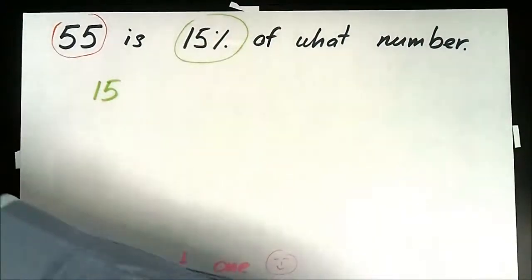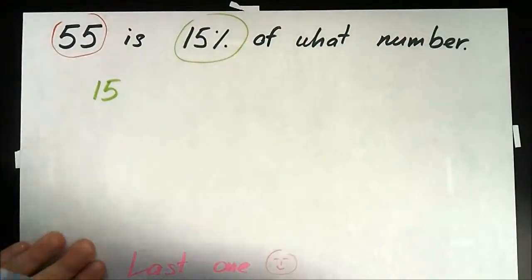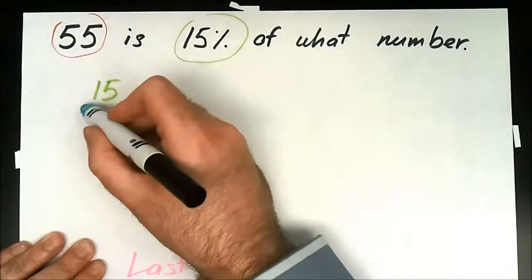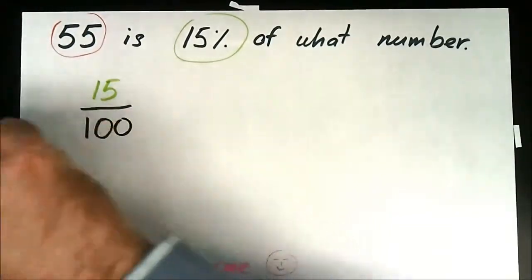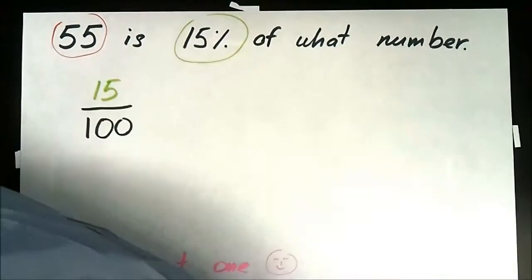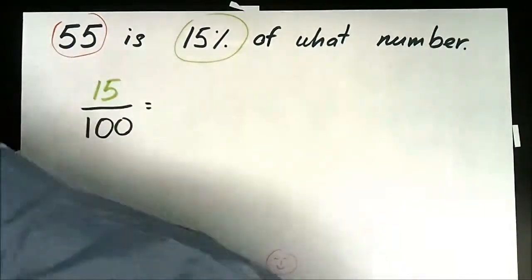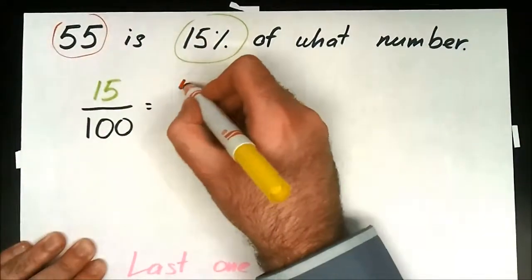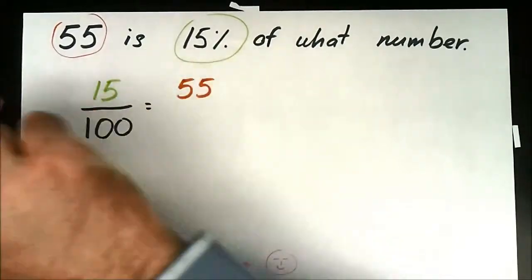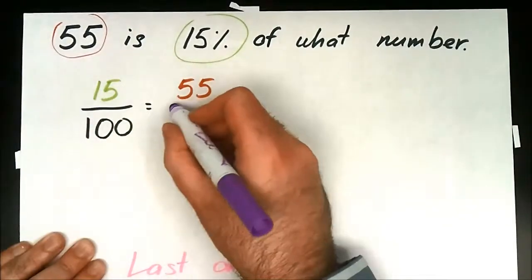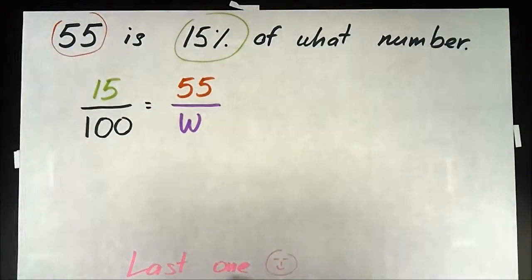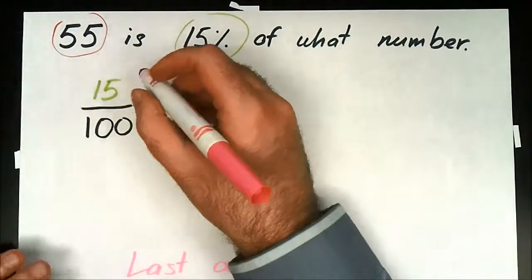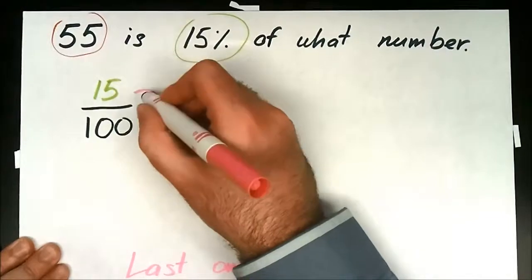15 on the top. On the bottom of the percent is always 100. On the other side, we have the part on the top, which we now know. What we don't know is the whole, and because I'm lazy, I'm going to write a W. And at this point, I'm hoping everyone knows that we're just going to cross multiply.